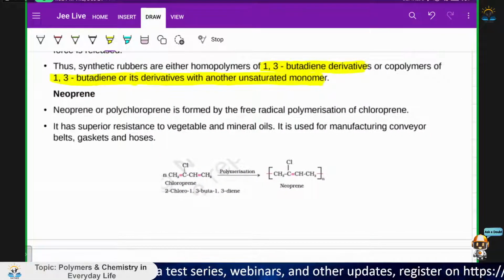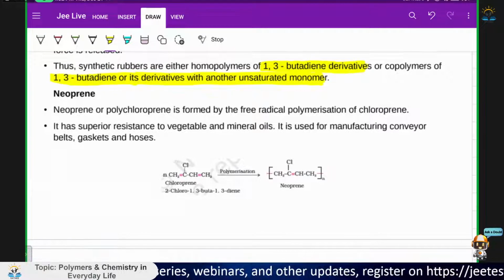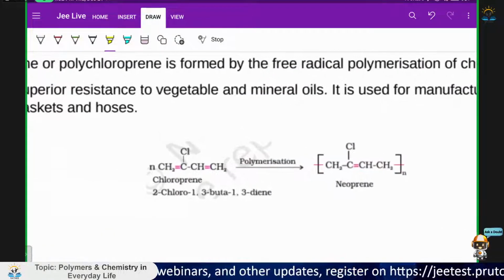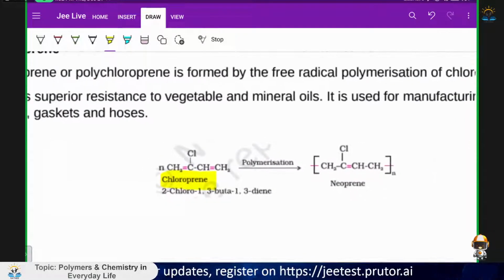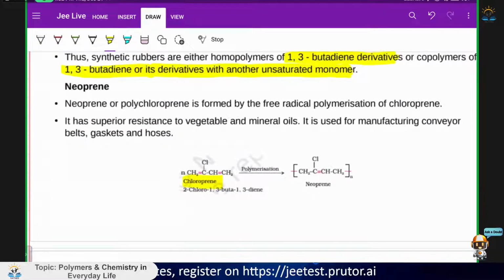What's neoprene? Neoprene is formed by polymerization of chloroprene units. So this is what is known as chloroprene. It has superior resistance to vegetable and mineral oils. It is used for manufacturing conveyor belts, gaskets, and hoses.